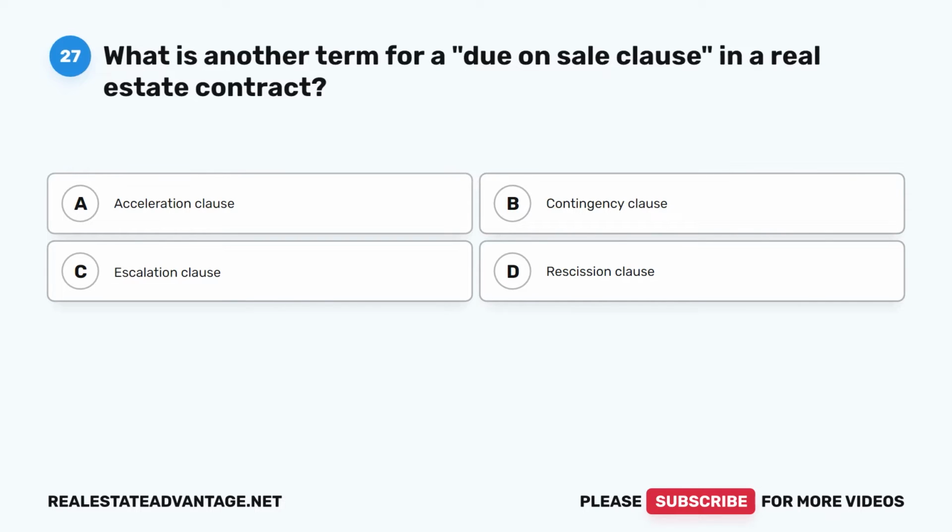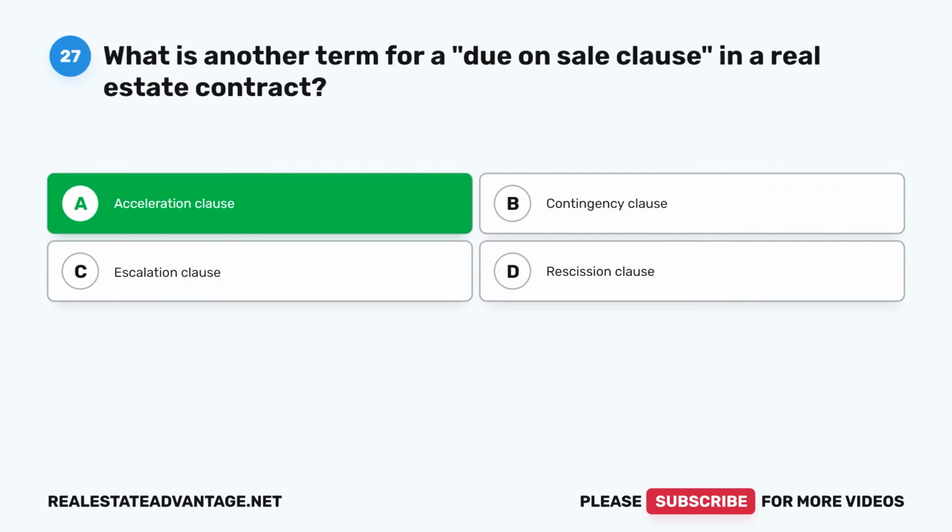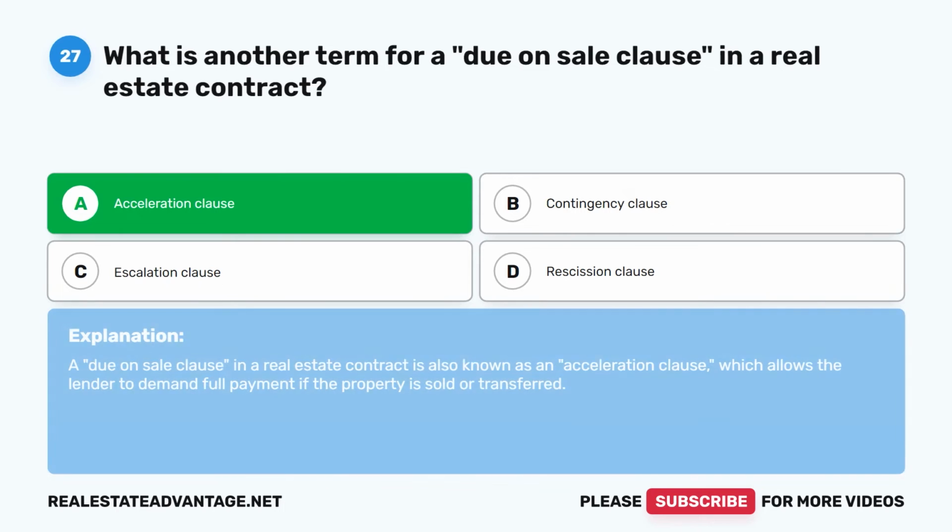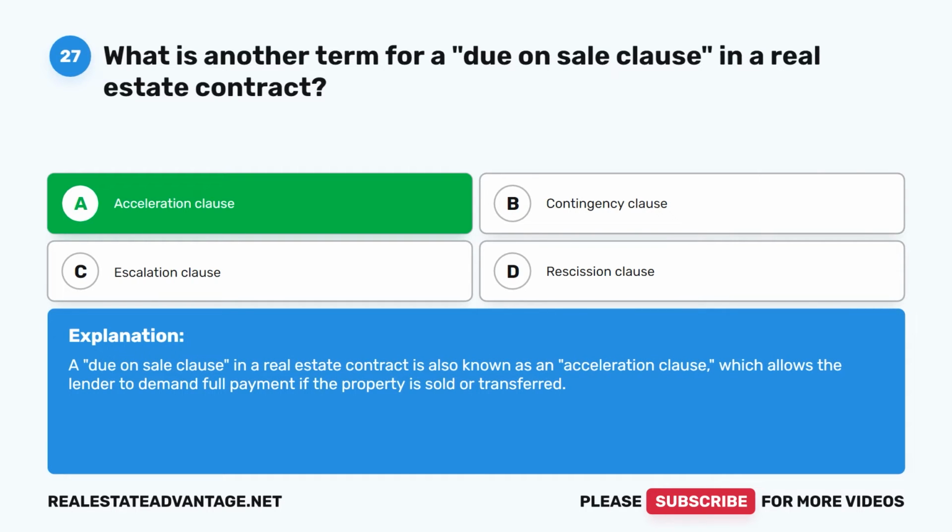Question 27. What is another term for a due on sale clause in a real estate contract? A. Acceleration clause. B. Contingency clause. C. Escalation clause. D. Rescission clause. The correct answer is A. Acceleration clause. A due on sale clause in a real estate contract is also known as an acceleration clause, which allows the lender to demand full payment if the property is sold or transferred.